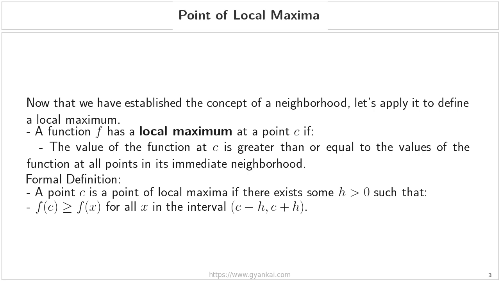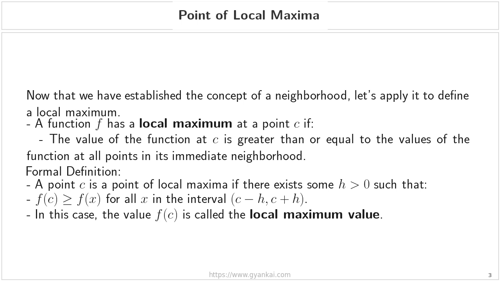This means that if you look at a tiny window around point C, the function reaches its peak right at C. Finally, it is important to distinguish between the location and the result. While C is the point where the maximum occurs, the actual output, f of C, is what we refer to as the local maximum value. In the next slide, we will explore the opposite of this concept, the local minimum.